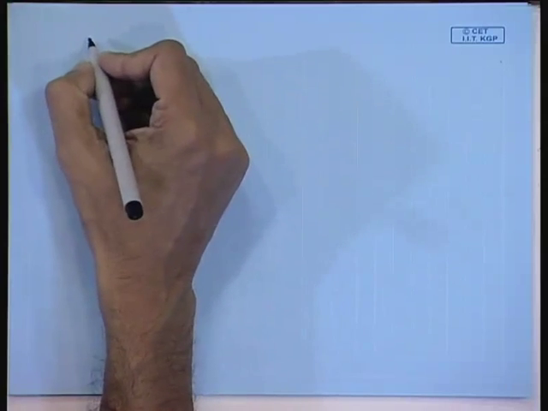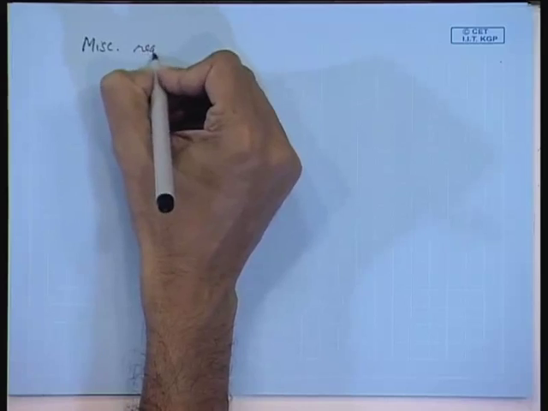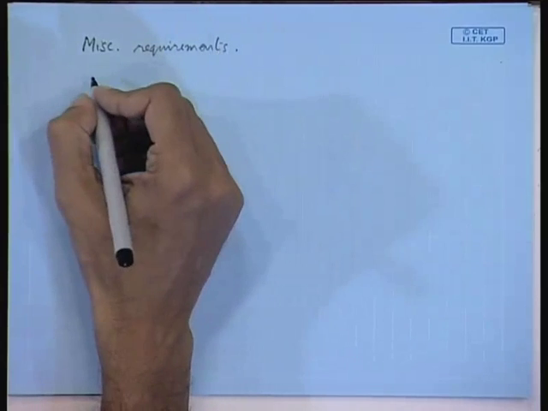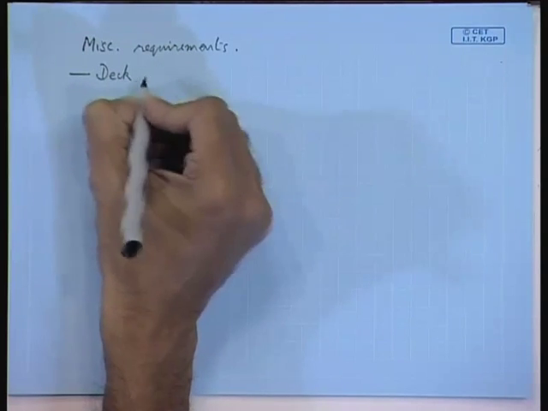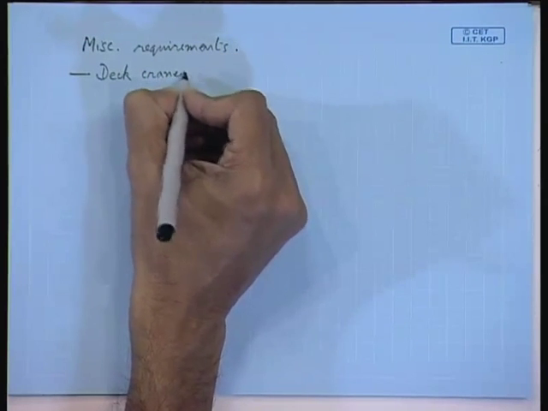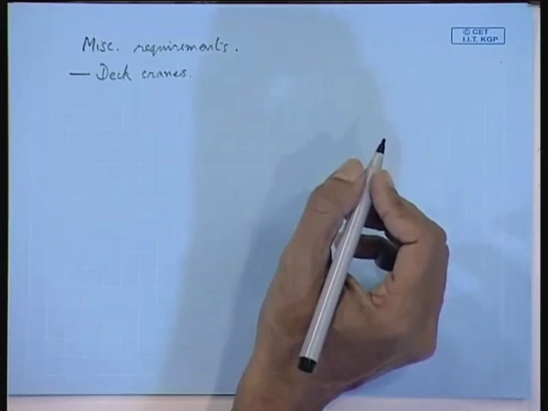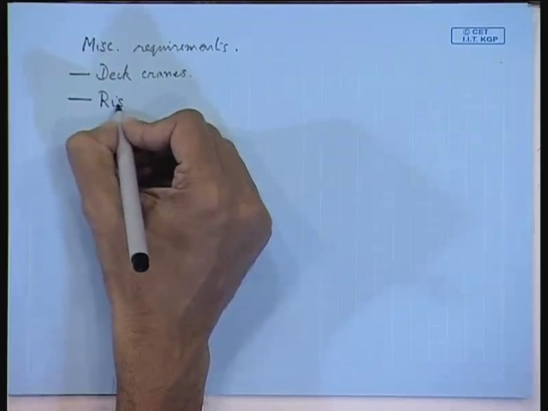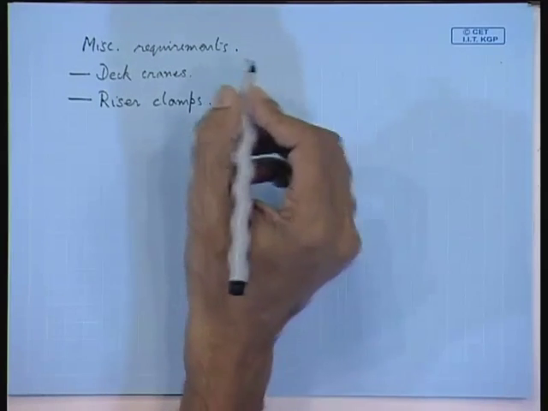Then if you have any particular requirements or miscellaneous requirements, these are actually owner specific. This will consist mainly of deck cranes. You have to specify crane types, their lifting capacity and all these things, and riser clamps. These will come under the BOD. So these are miscellaneous requirements.